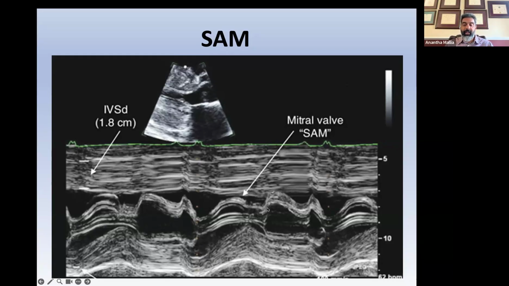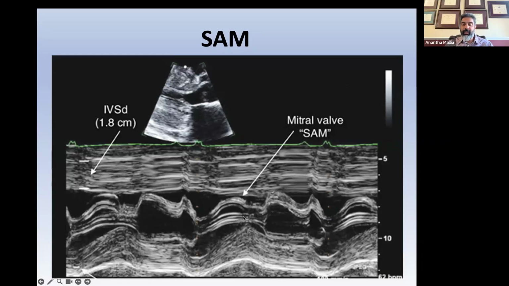Okay. The other thing that you notice, like we said before, this is the anterior leaflet, this is the posterior leaflet. You can see that as the anterior leaflet is being sucked up, it's actually being pulled apart from the posterior leaflet. So what's happening here is you're getting insufficiency of the mitral valve. Keep that in mind. We're going to talk about that later. But this is what systolic anterior motion looks like.